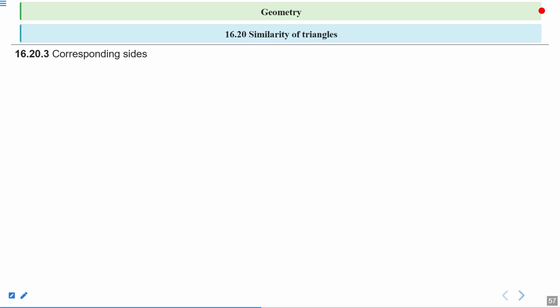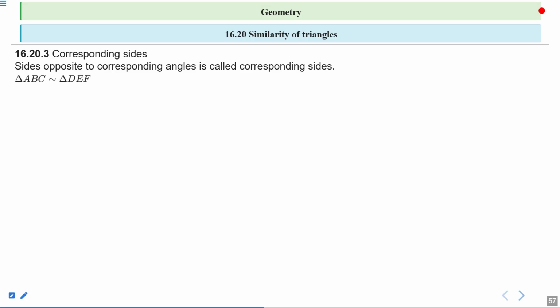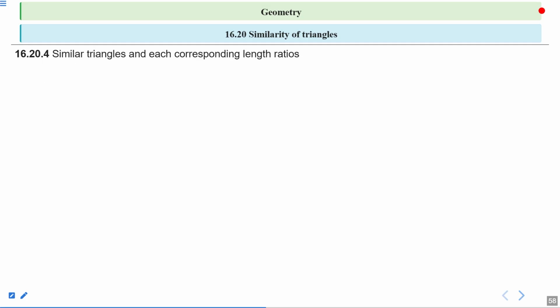Corresponding sides: sides opposite to corresponding angles are called corresponding sides. So if triangle ABC is similar to triangle DEF, we can say that BC upon EF equals AC upon DF equals AB upon DE. Similar triangles have each corresponding length in the same ratio.